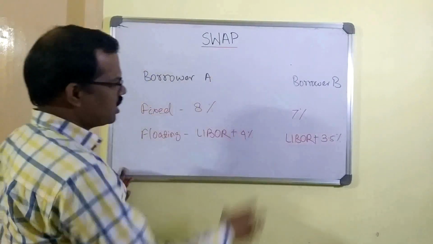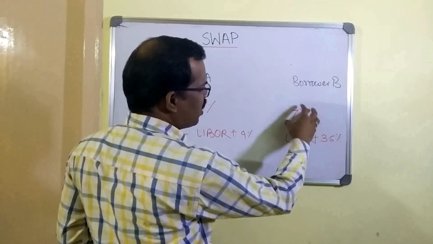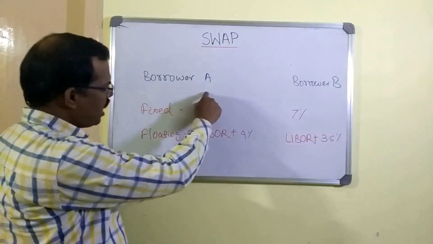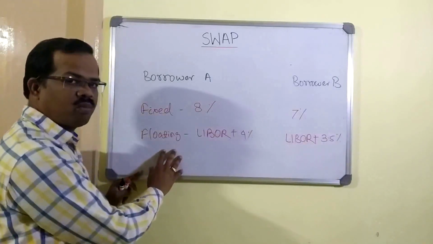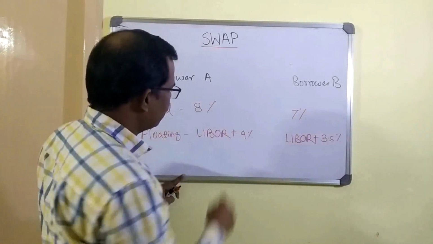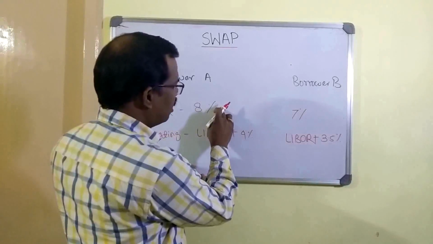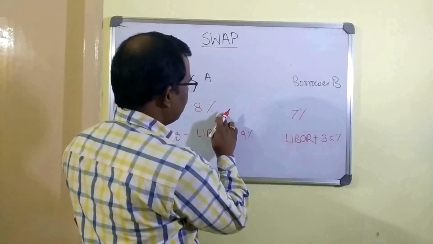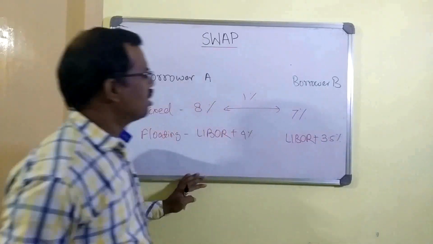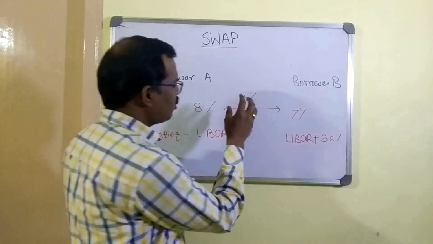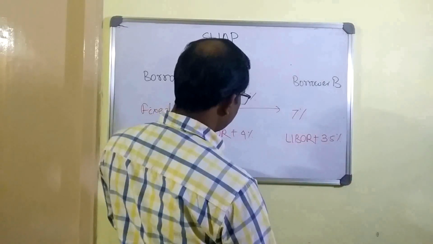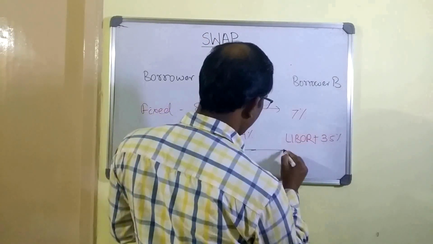So if you see this whole scenario, borrower B has a comparative advantage if it borrows at the fixed rate of interest, and borrower A has a comparative advantage of borrowing at the floating rate of interest. Because if you see, borrower B is getting a 1% lower interest rate if it borrows at a fixed rate, but comparatively, if you see the floating rate of interest, this difference becomes only 0.5%.